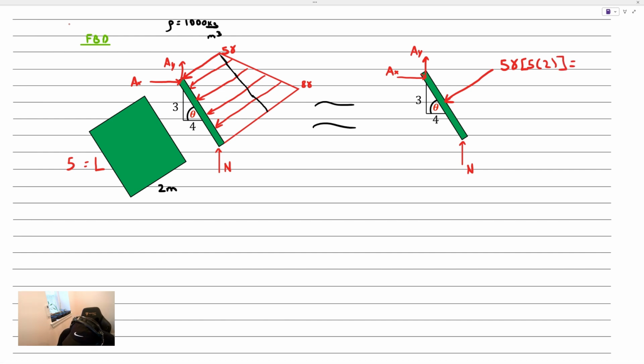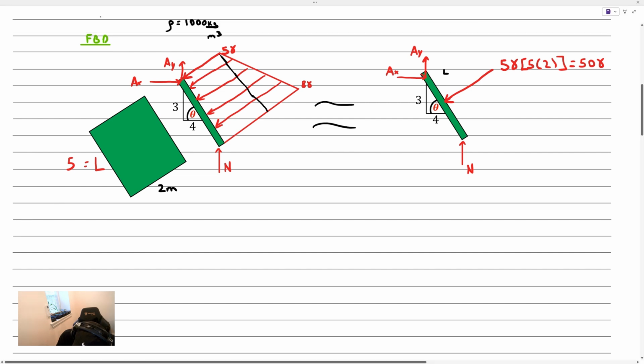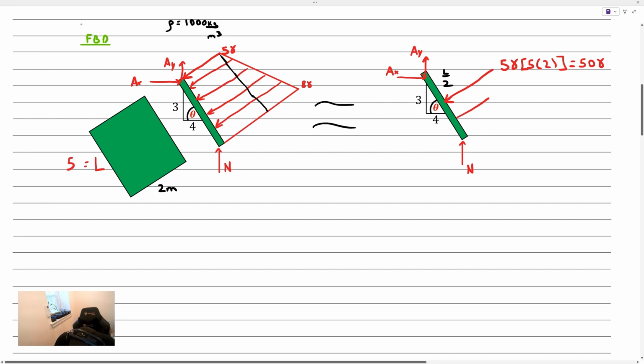5 times 5 is 25, times 2 is 50. This is 50 gamma shown here, and this is due to the rectangular load. We would place it at the centroid of the distribution. That's L over 2 from the tip. We'd also have a contribution due to that triangular load.